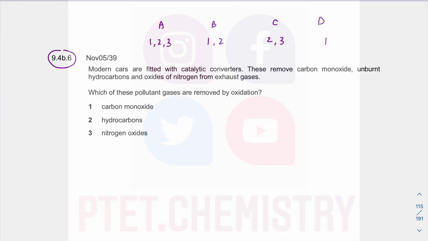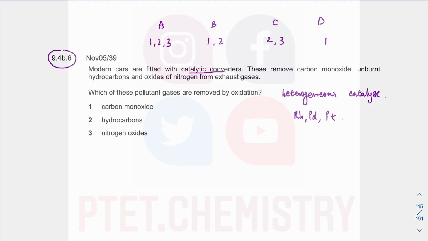We have modern cars fitted with catalytic converters. We know this catalytic converter uses heterogeneous catalyst. Alright, so the definition of heterogeneous versus homogeneous catalysts are required under rate of reaction topic as part of your learning objective. So these typically involve rhodium, palladium, platinum. So these are really expensive precious metals.